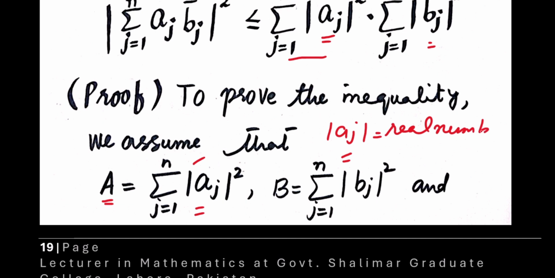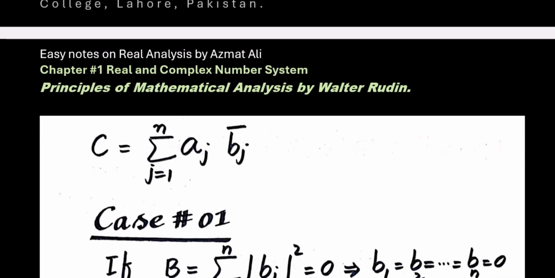So suppose this sum is denoted by capital A and this sum is denoted by capital B, and A and B both are real numbers here, while this summation is actually a complex number, because this is not an absolute value, this is only the product of the complex number aj and the conjugate of bj, and suppose this is C. I will prove the inequality in two cases.